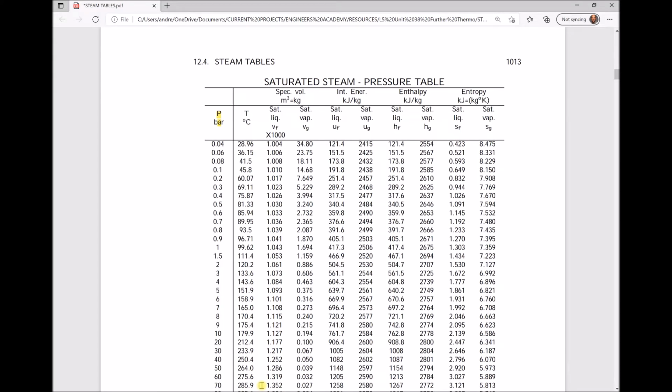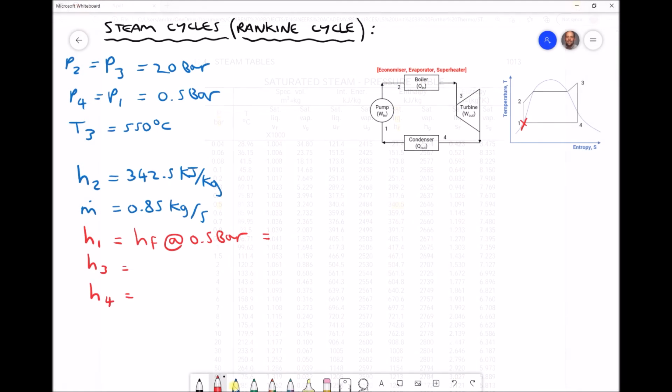Now we have a pressure of 0.5 bar, and we're looking up the HF value that corresponds with 0.5 bar. So if we go along the top, we have a column here for saturated liquid, HF, and where that row and column meet, we have our enthalpy value of 340.5. Therefore, H1 is 340.5. So making a note then of enthalpy 1, we have 340.5 kilojoules per kilogram.